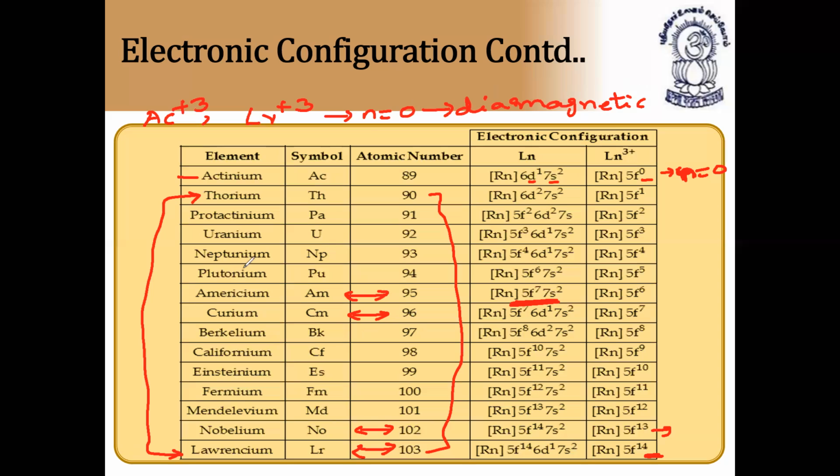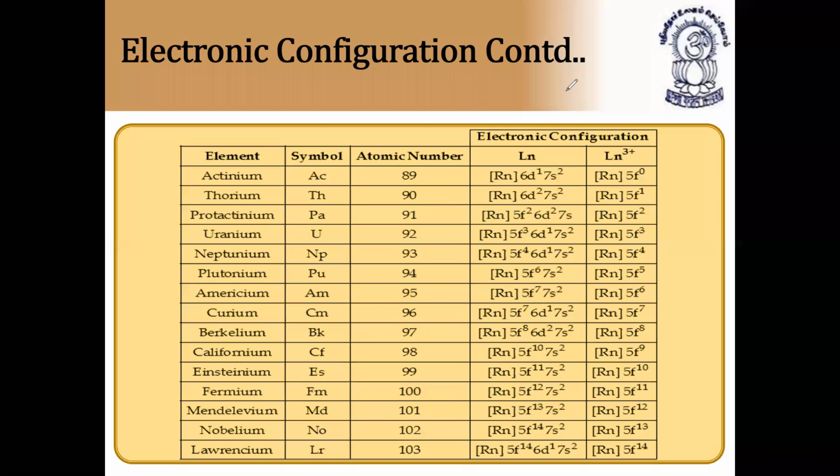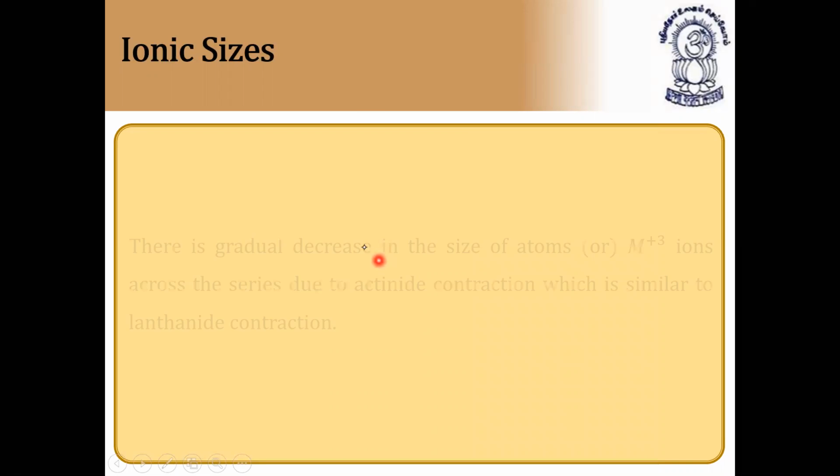And as these elements are after uranium, we can say they are called trans-uranium elements. And the first actinoid is thorium. It is not actinium, we'll say it is thorium. So 90 to 103, it is 14 elements. So these are all coming to the 5f series. So this table is very important. Please note down. Next, ionic sizes.